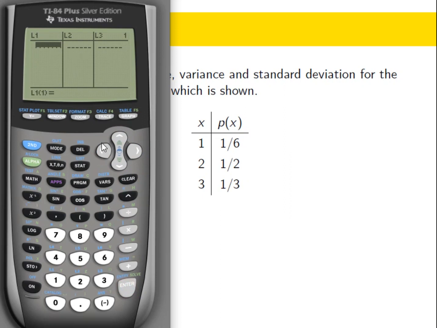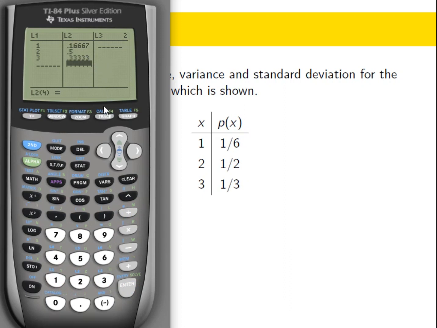Okay, so now I would like to copy this T-chart into my calculator. So I'm going to have 1, 2, and 3 in my first list. Then I'm going to arrow over to my second list, and I'm going to put in 1 divided by 6, and 1 divided by 2, and 1 divided by 3. So notice it converts to decimal form.